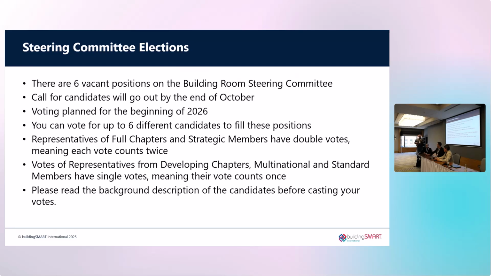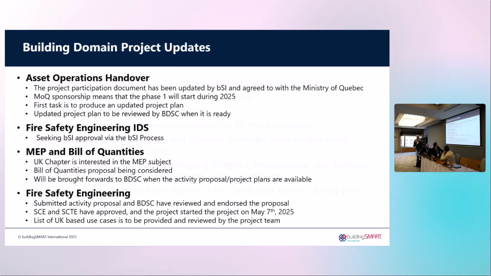You can vote for up to 6 different candidates to fill these positions if you're a buildingSMART member or if your firm is a member. The representatives of the full chapters have double votes, meaning each vote counts twice. Members have single votes, meaning their vote counts once. So pretty straightforward. And then there'll be a background description for all of the candidates who are vying for the open positions on the steering committee.